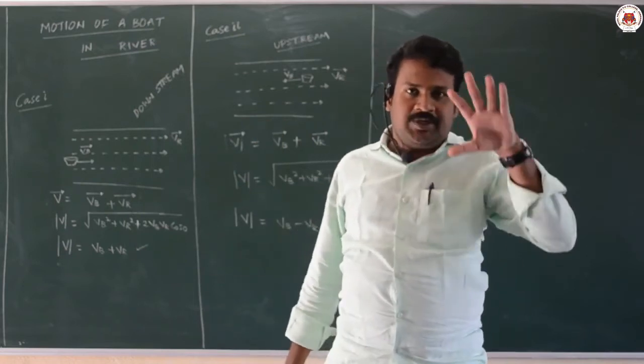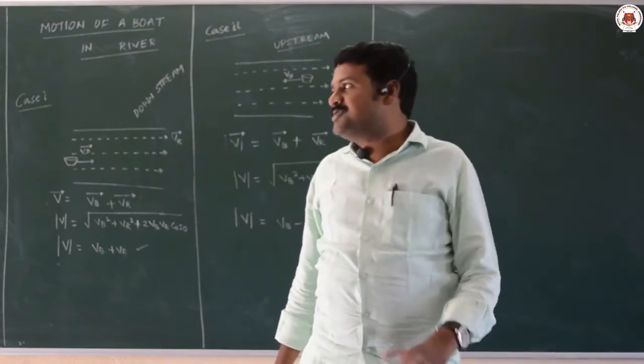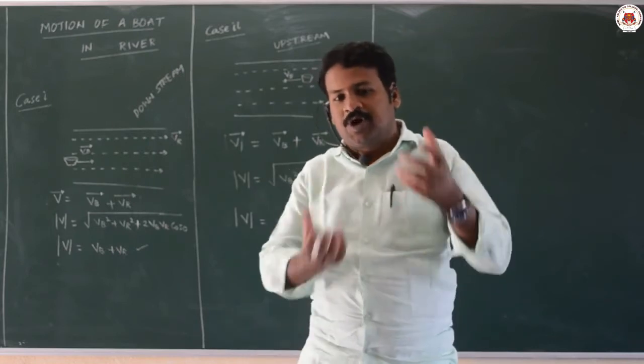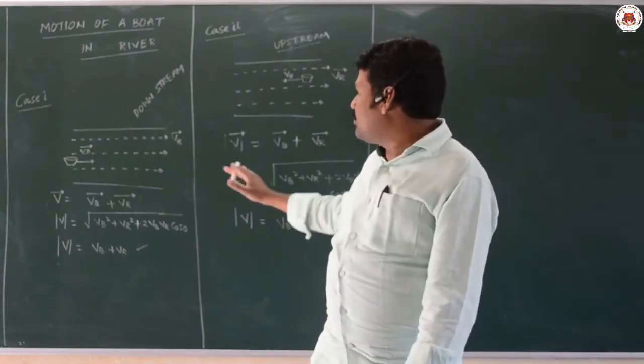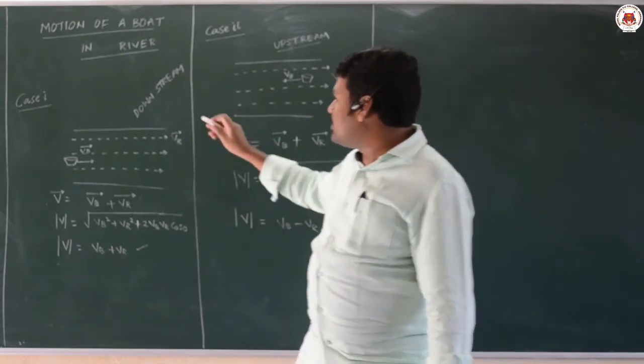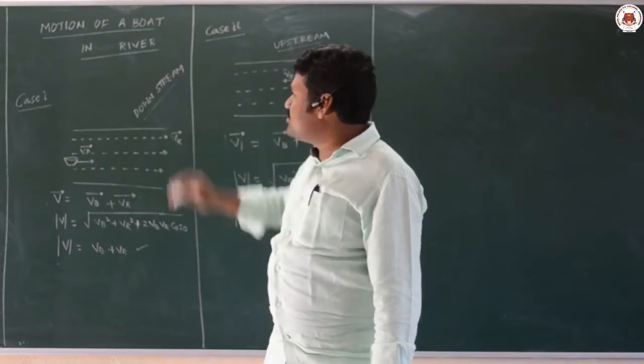Just like a freely falling body, velocity increases. A vertically projected body, velocity decreases, because you are going opposite to the direction of acceleration. So, here you are going opposite to the direction of river velocity. This is the condition. These are very simple.